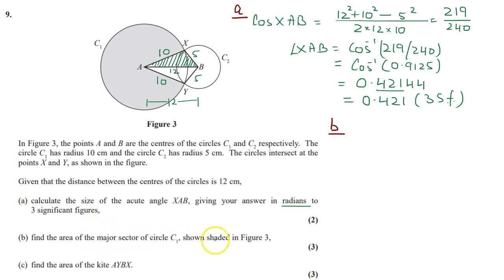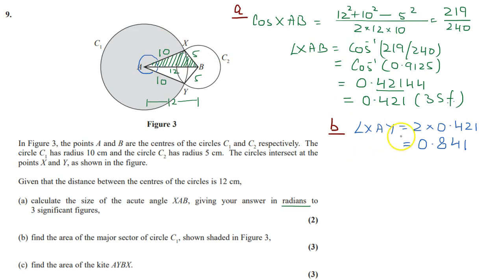Find the area of the major sector of the circle C1. This shaded portion. We have calculated only this angle. We have to find this total angle. So angle XAY is equal to 2 multiplied by 0.421, that is equal to 0.841. This is this angle. We have to find this area. Either you find the area of the circle and subtract this portion, or find this angle. So this angle is it.